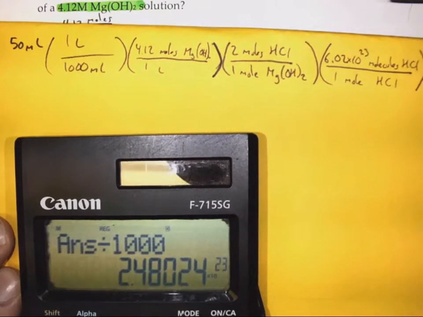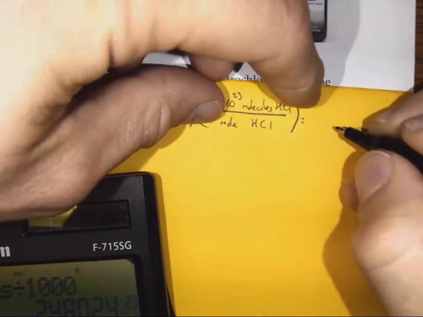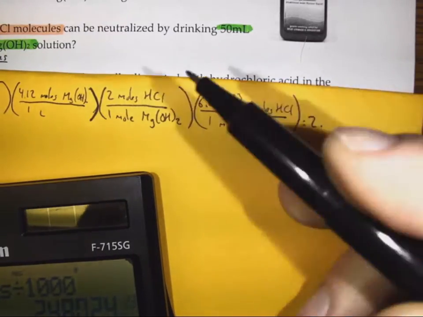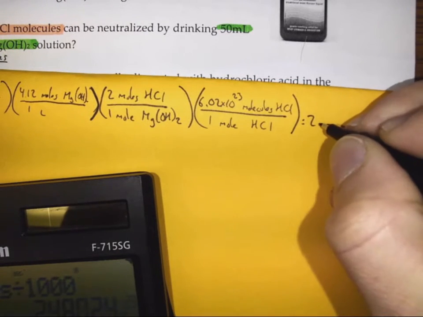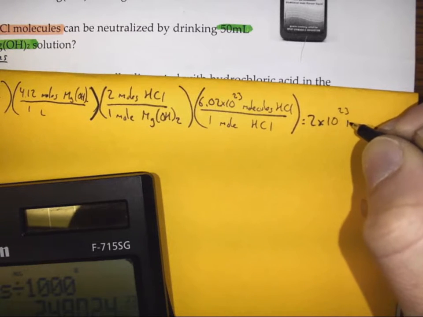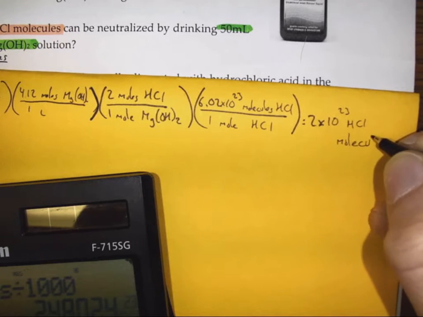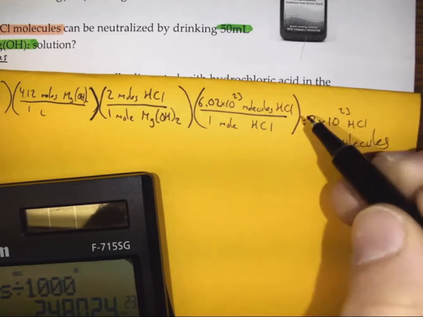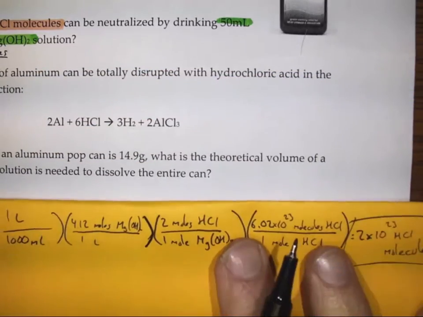So, a lot of HCl molecules. So we get 2 point, how many sig figs? 1. Okay, so 2 times 10 to the 23 HCl molecules. I'll put that in a little big box. All right, last question. We made it.